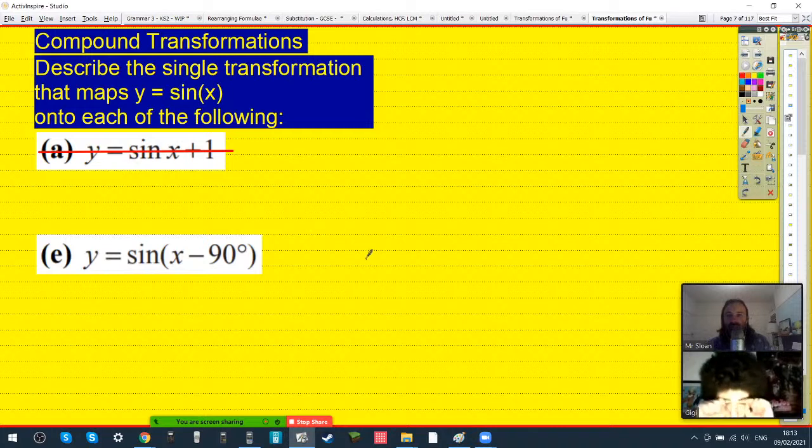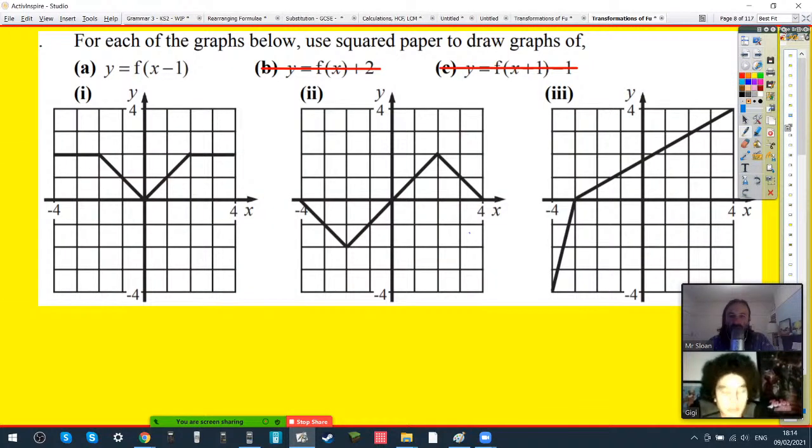Okay, how about this one? What would it be? Sine plus 90. Right. And so the vector? 90 over 0. Yeah, and that's a translation. These will all be translations because you're adding.